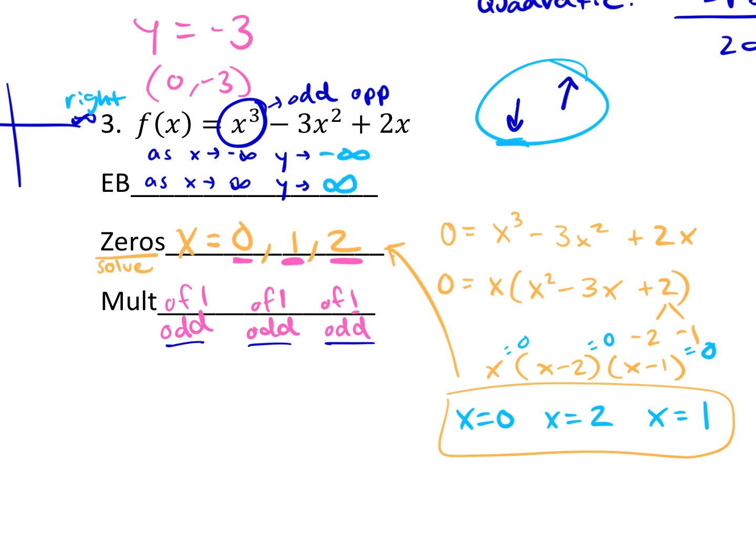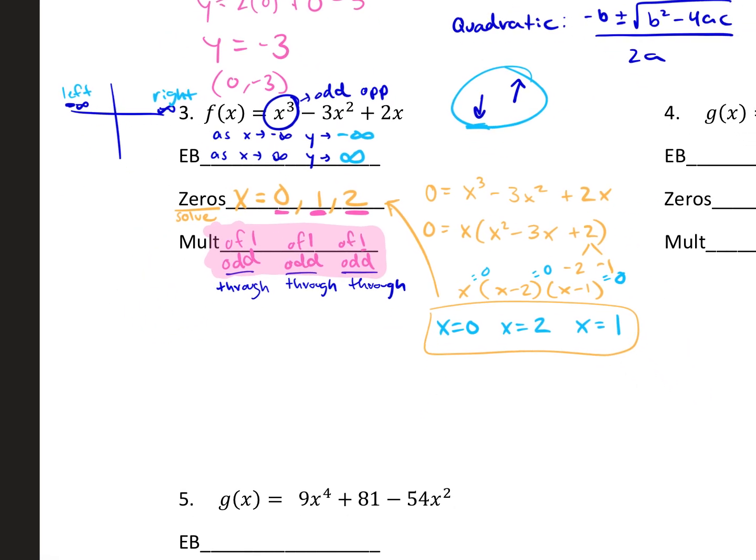odd, does the line go through the x-axis of the graph, or does it touch and turn? If our multiplicity is odd, we go through the graph. So we go through, and through.